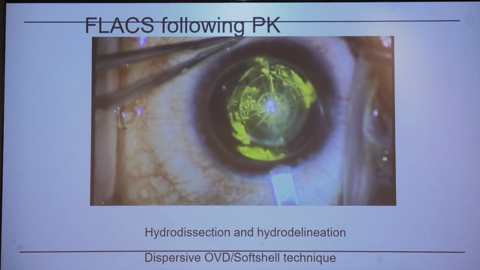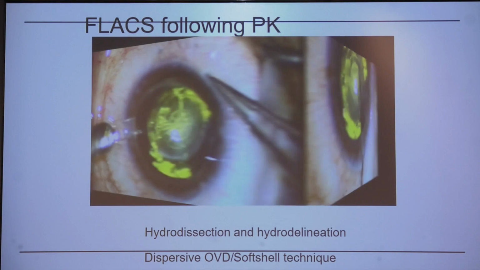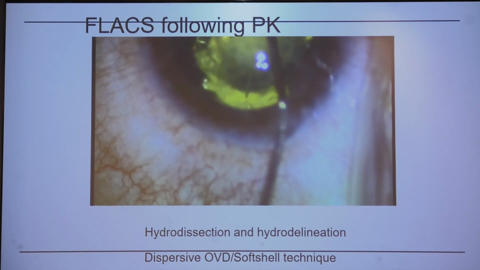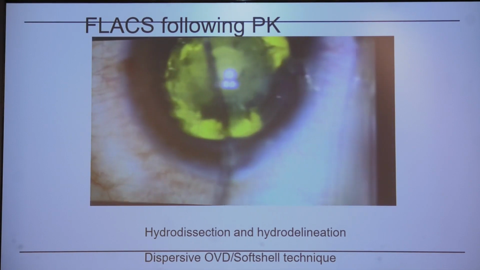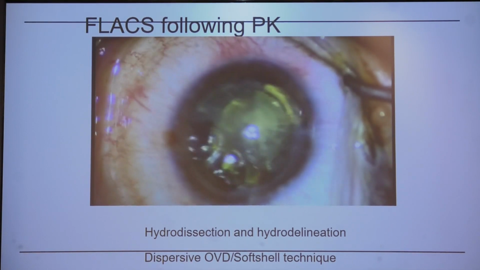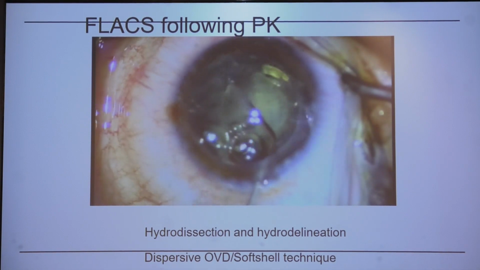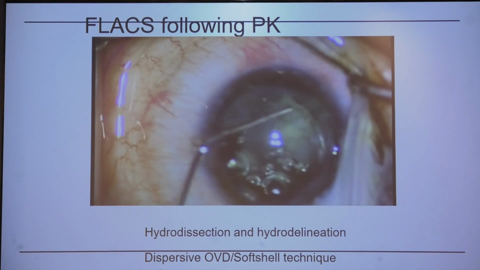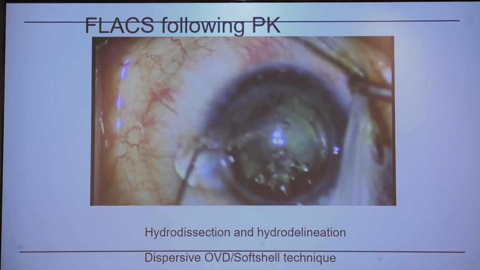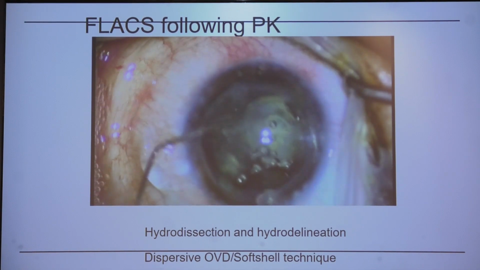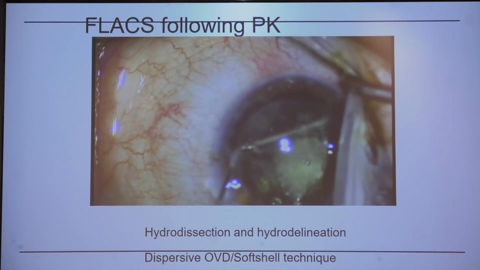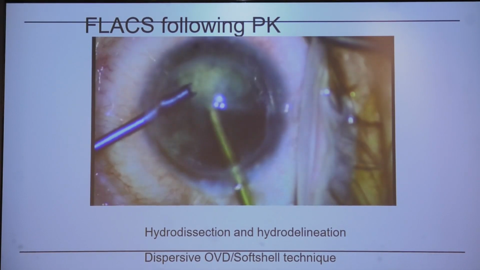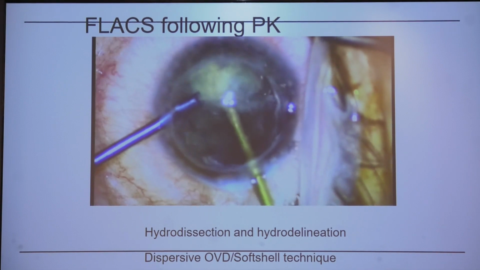This is femtosecond laser-assisted cataract surgery following a cornea transplant, and as you could see by the pattern, this was actually a very dense lens. I use a dispersive viscoelastic to protect the endothelium. I do aggressive hydrodissection and hydrodelineation. You could see the bubbles there from the OVD that I used, the dispersive, and I use a soft shell technique for that. The nice thing about the femtosecond laser is that it basically pre-chops your cataract, and therefore removal becomes much, much easier.